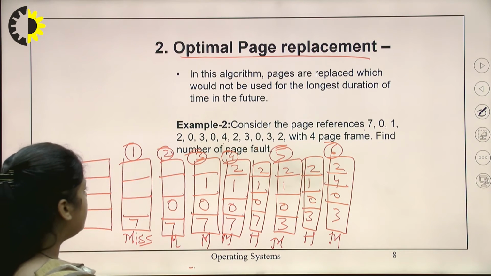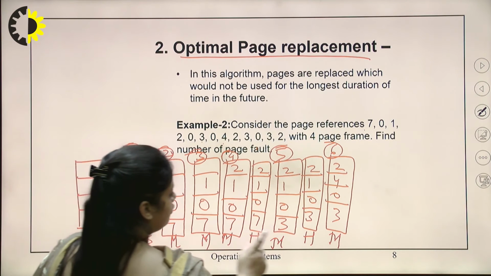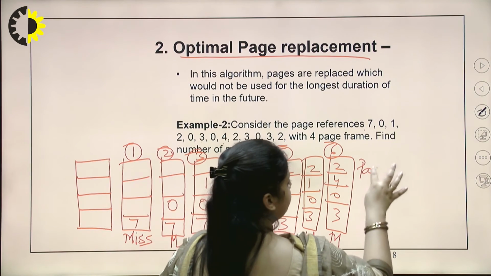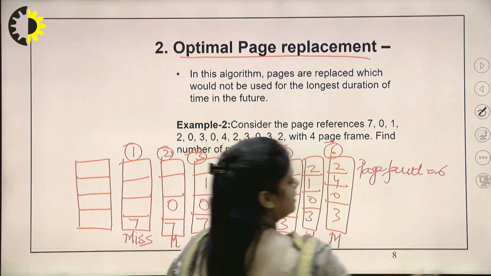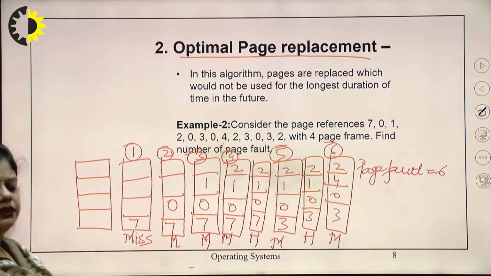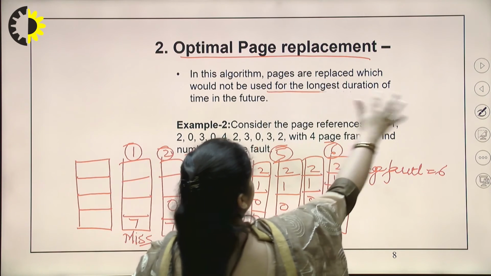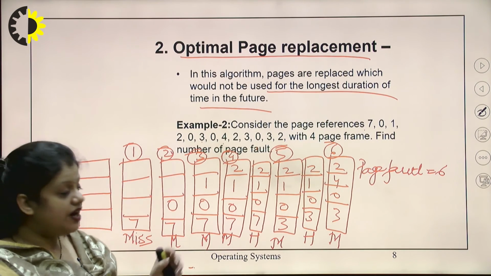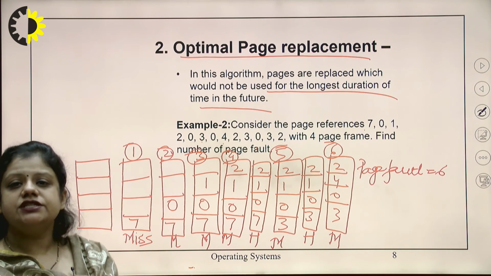What was the total number of faults or misses that has taken place? It is 1, 2, 3, 4, 5 and 6. So the total number of page faults using optimal page replacement is 6. This is the concept of the optimal page replacement algorithm, where we replace the page which will not be used for the longest duration of time in future, whereas in first in first out, we were replacing the page which entered first in the queue.